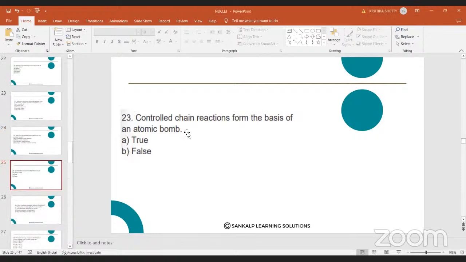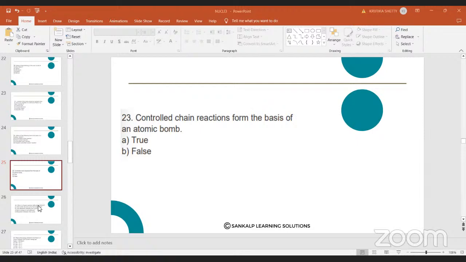Okay, then next. Controlled chain reactions form the basis of an atomic bomb. Is it true or no? It is false. So an atomic bomb is an uncontrolled reaction. It is an uncontrolled reaction. Correct.